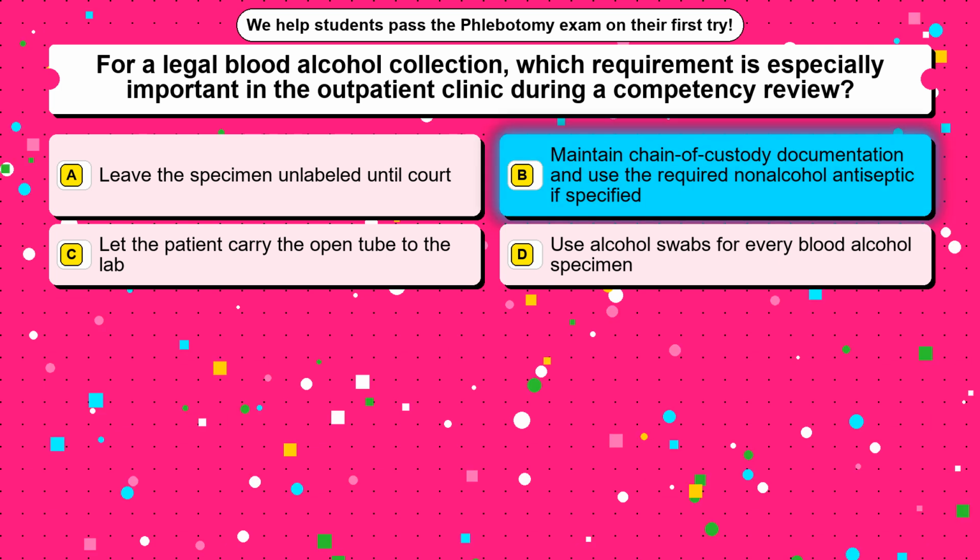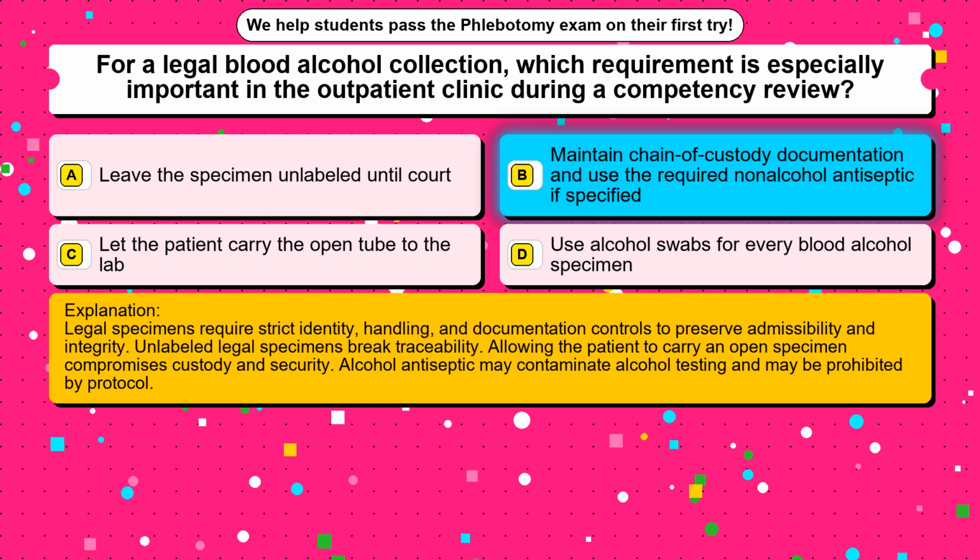The correct answer is option B. Maintain chain of custody documentation and use the required non-alcohol antiseptic if specified. Legal specimens require strict identity, handling, and documentation controls to preserve admissibility and integrity. Unlabeled legal specimens break traceability. Allowing the patient to carry an open specimen compromises custody and security. Alcohol antiseptic may contaminate alcohol testing and may be prohibited by protocol.